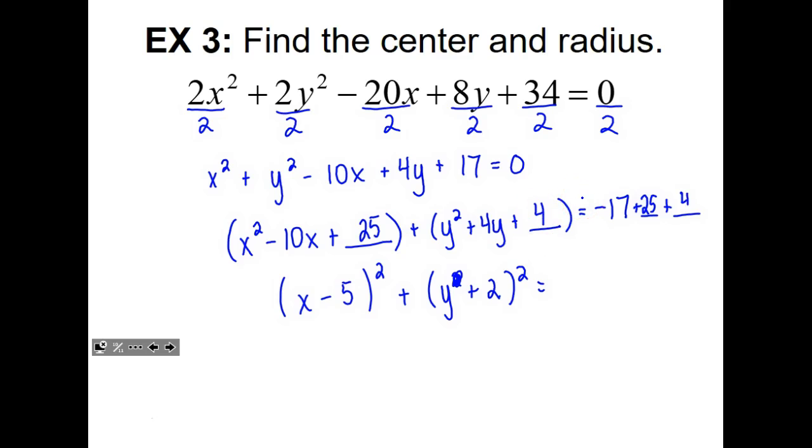We've got negative 17 plus 25 plus 4. So it's going to be 29 minus 17. So we get 12. Is that right? Okay. All right, so it's in standard form. Let's see, Sydney, what's my center? 5, negative 2. And Nathan, what's my radius? 3.36. Okay, that sounds good.